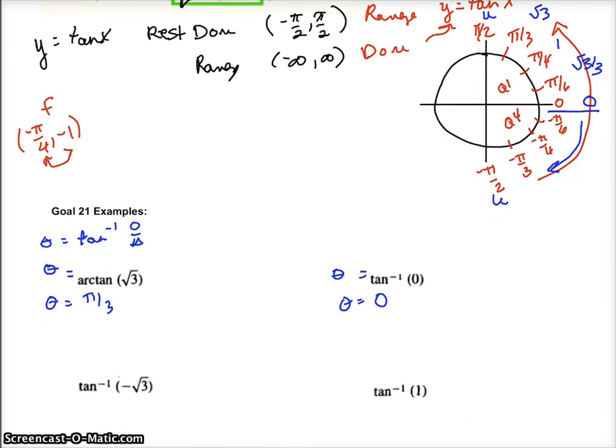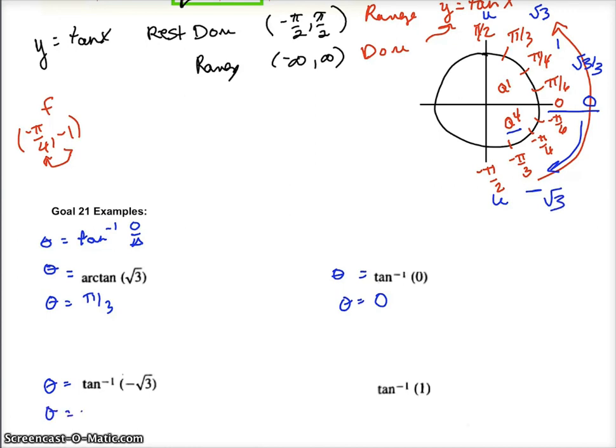The third example, at what angle does tangent equal negative root 3? So we have to go to quadrant 4 because that value is negative. And so we know that is at negative pi over 3. And lastly, inverse tan of 1. So we'll go to quadrant 1, and that is pi over 4.